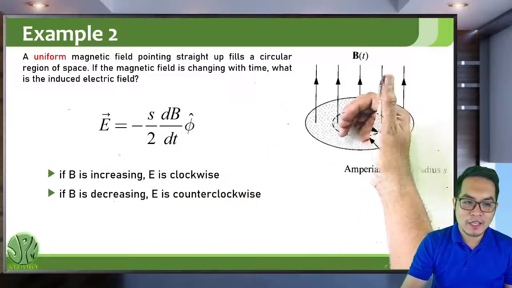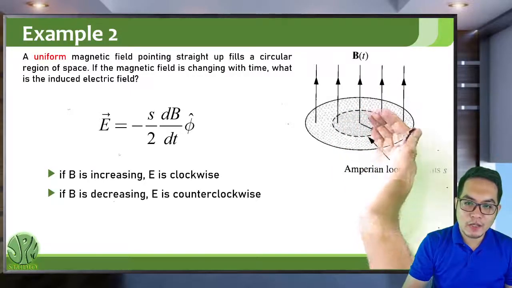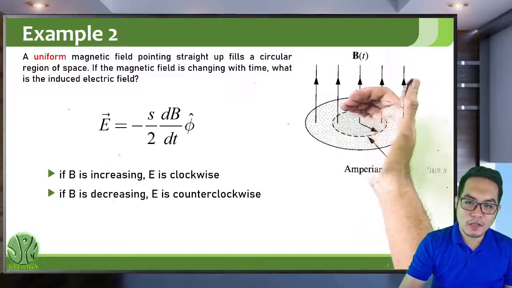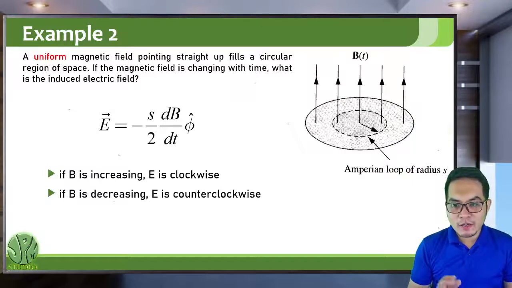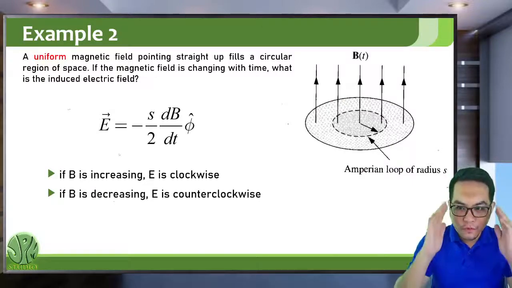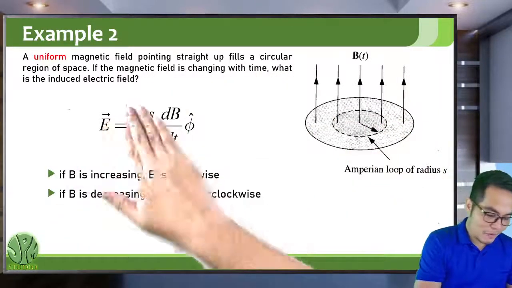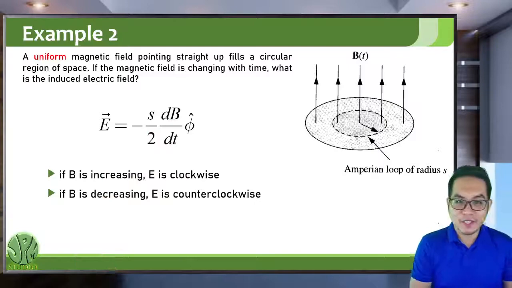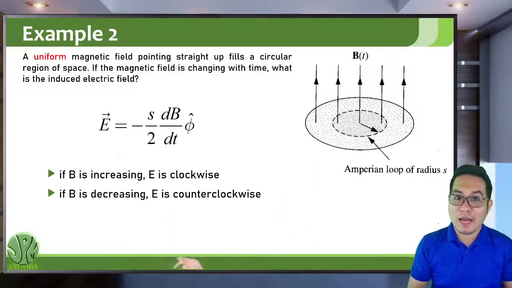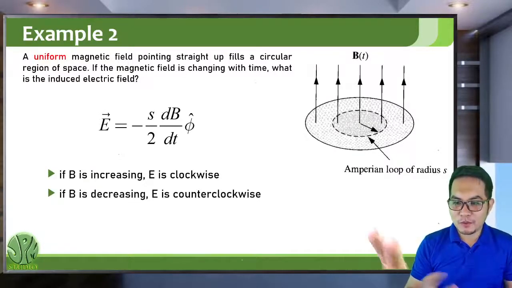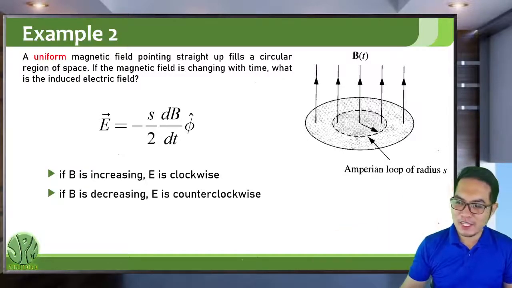So in the event that B is decreasing, the induced magnetic field will be in this direction, and the induced electric field will be counterclockwise. Again, in electromagnetic induction, all you need to think about is that nature doesn't like changes in flux. If you increase the magnetic field, nature will always counteract to decrease it, to equilibrate it, to balance it, to get rid of the change or the increase. That's always the reaction of nature.